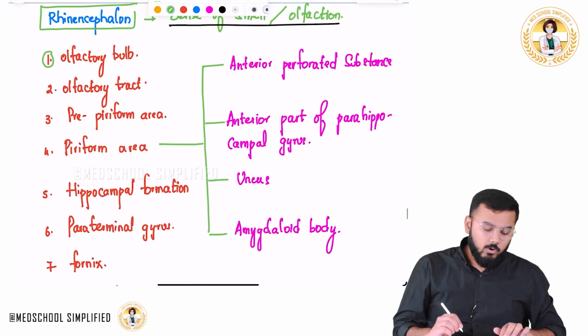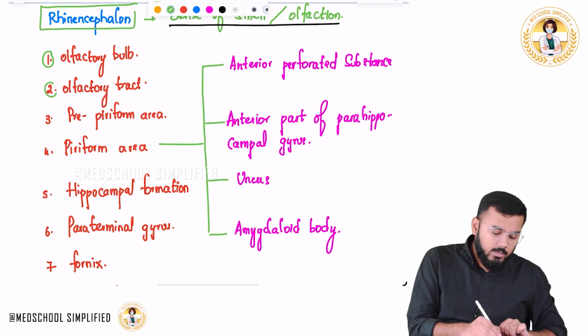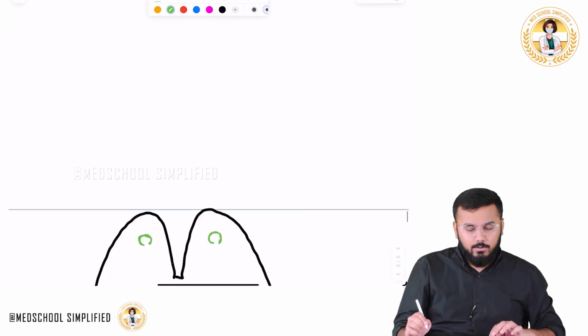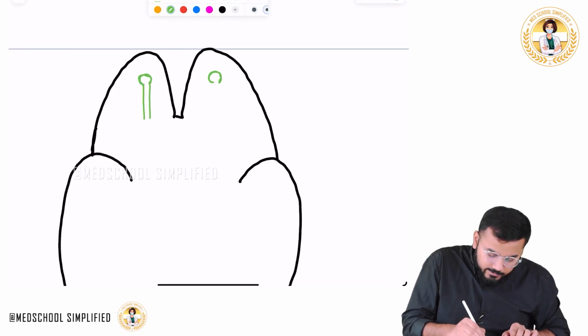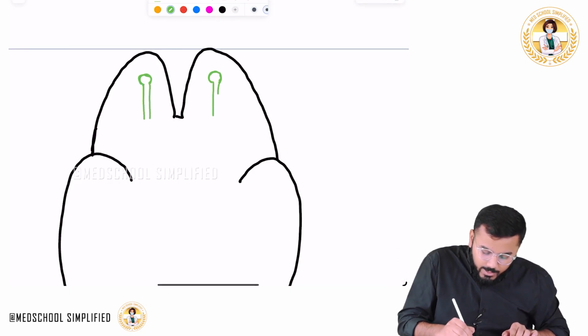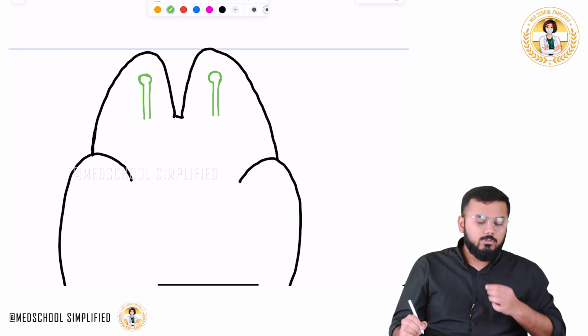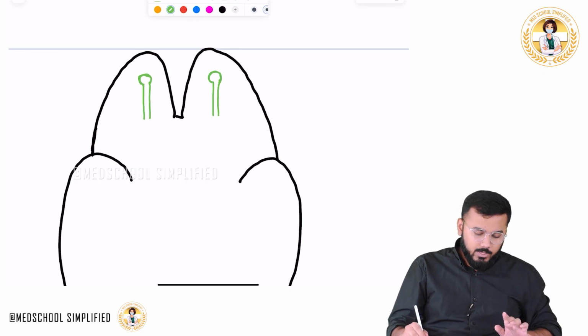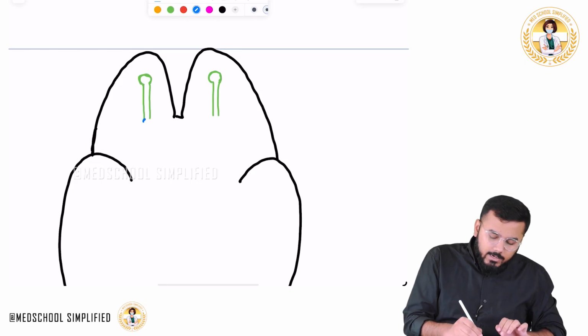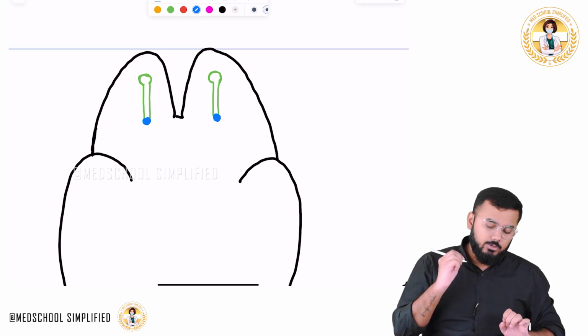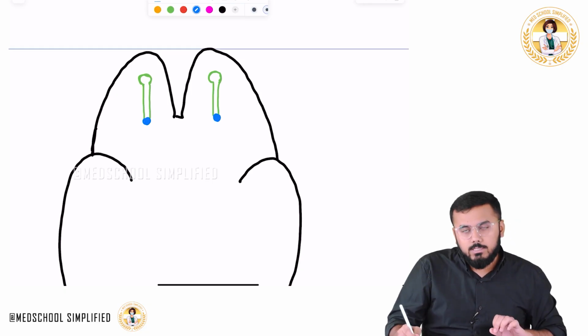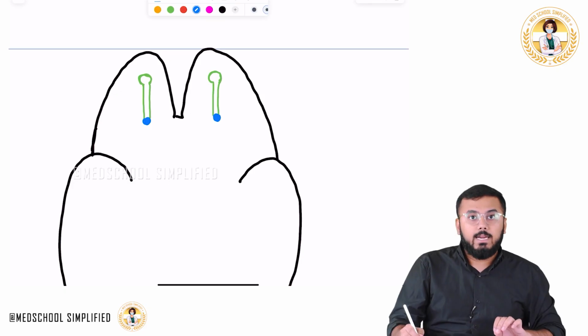After the olfactory bulb, what is the second part in the rhinencephalon? We have got the olfactory tract. After this olfactory bulb, we have this tract which is coming down all the way, and this tract over here is called your olfactory tract. Now this olfactory tract will end up in a swollen-like structure over here. This swollen-like structure is called the olfactory trigone.